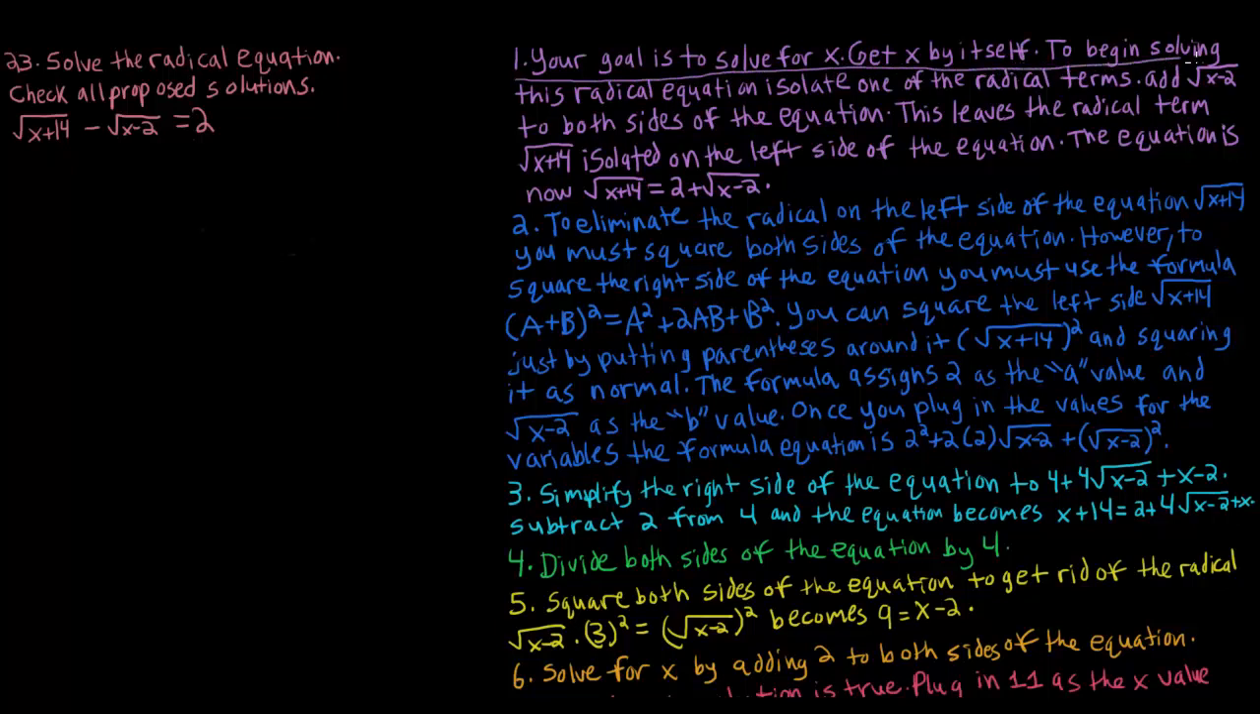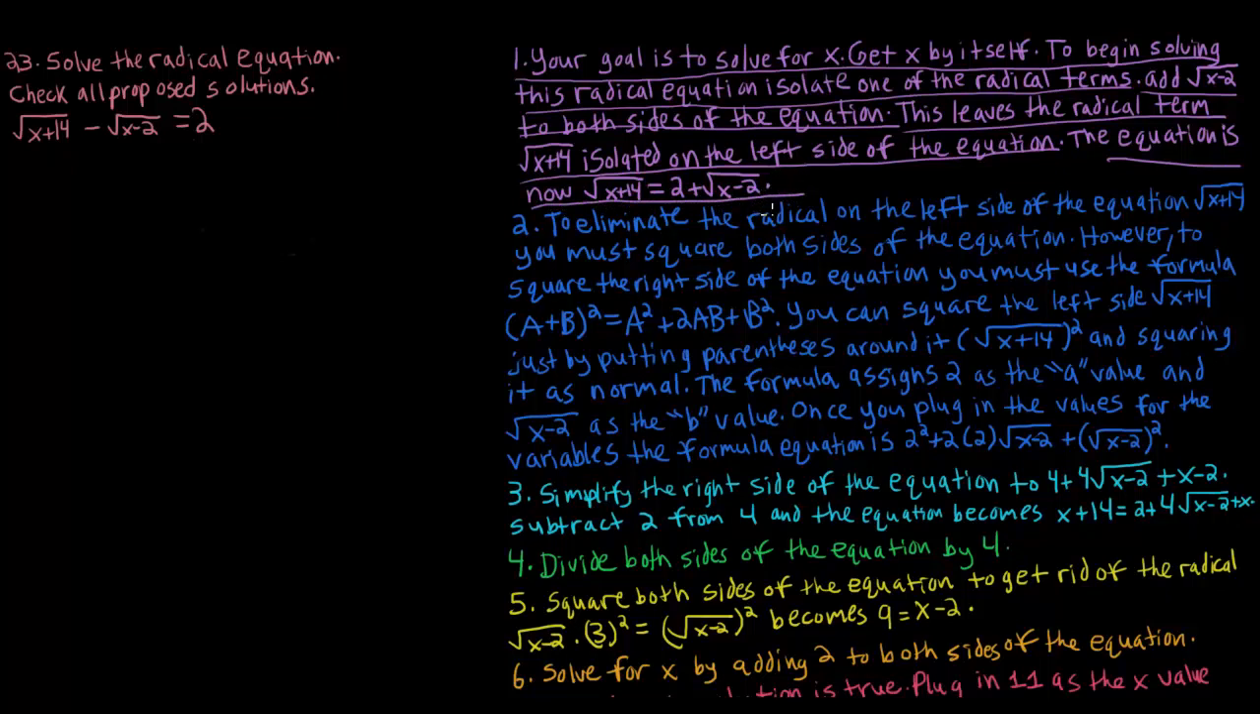To begin solving this radical equation, isolate one of the radical terms. Add the square root of x minus 2 to both sides of the equation. This leaves the radical term square root of x plus 14 isolated on the left side of the equation. The equation is now square root of x plus 14 equals 2 plus square root of x minus 2.